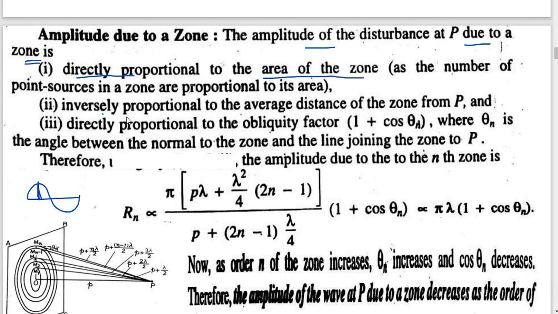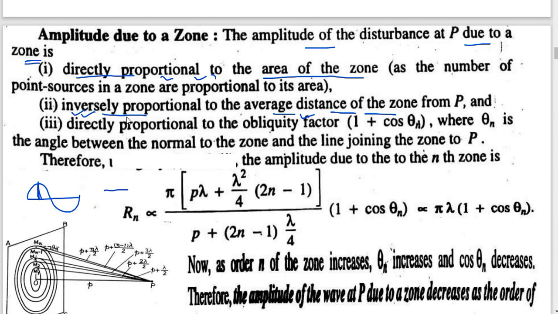Second, it is inversely proportional to the average distance of the zone from P, because as the distance increases, the light amplitude will decrease, and definitely the intensity of light will decrease. And also, in the first point, it is directly proportional to the area, because the more the area of the zone, the more the intensity and the more the amplitude of light.